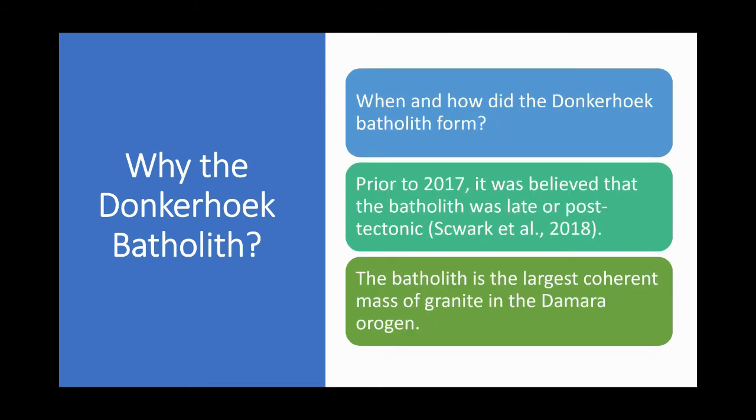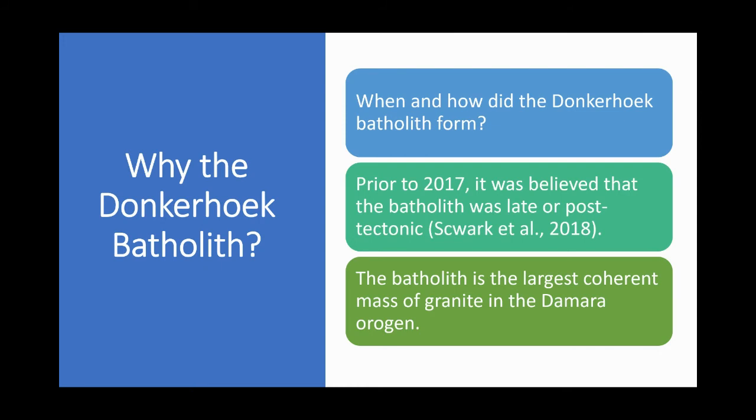From a geologic point of view, it's important to know when and how the Donkerhoek batholith formed, because with an estimated minimum volume of more than 5,000 cubic kilometers, the Donkerhoek batholith is truly huge. It is the end result of the emplacement of an enormous amount of granitic magma into the mid crust. This batholith is the largest coherent mass of granite in the entire Damara orogen.